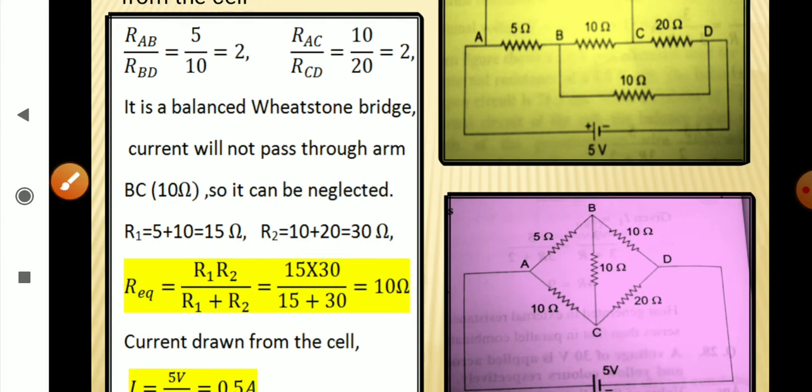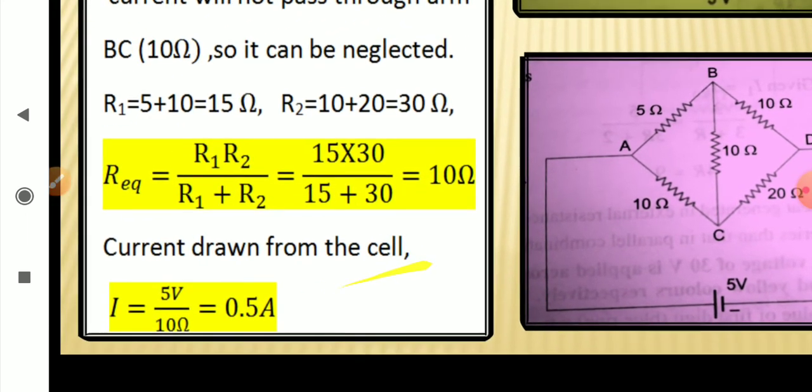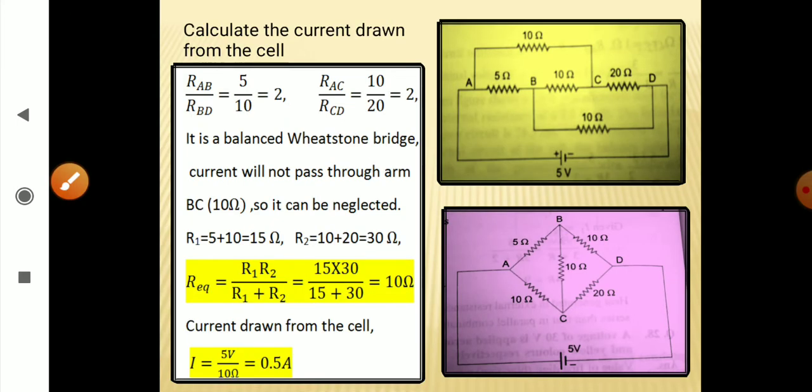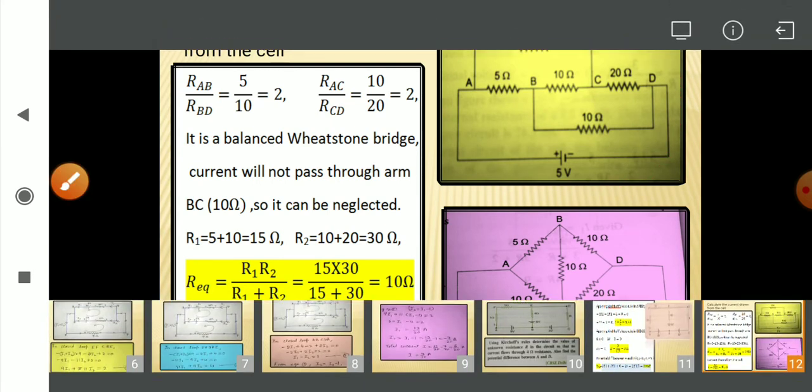And the cell used is of 5 volt. So the current drawn will be equal to, current I is equal to E upon R. So 5 volt upon 10 ohm, and that is 0.5 ampere. Okay. So you should be able to identify circuits like this, and you should be able to rearrange them.